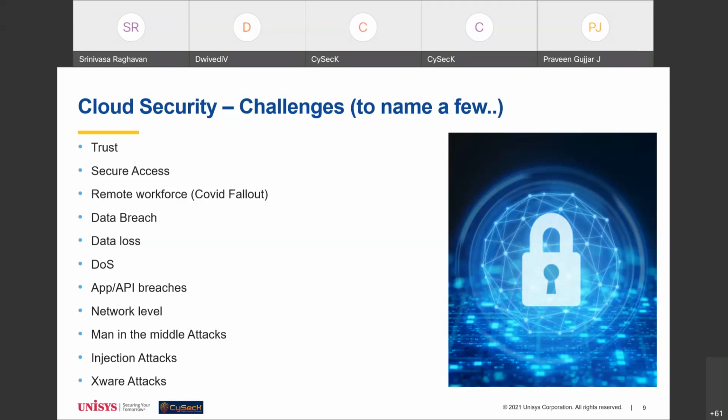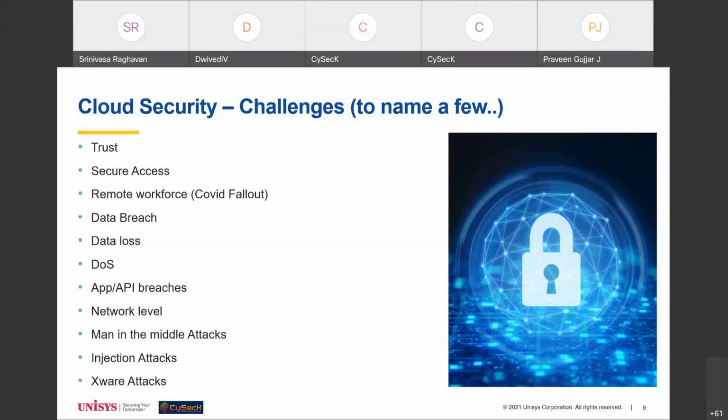This is a COVID fallout. There may be many webinars and conferences talking about remote workforce or a hybrid workforce, where earlier you had a lot of the population working on-premise, inside the office. Now all of a sudden, there is a huge workforce working from home and from different locations. So you have this remote workforce, which is enabled by technologies like SASE.